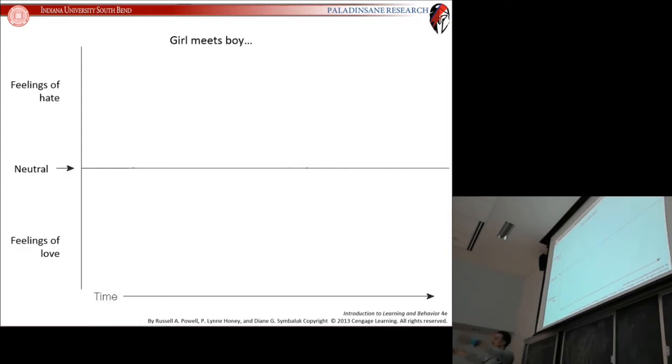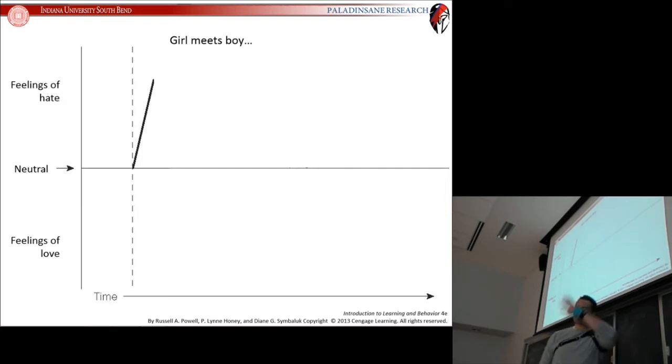Boy is a stimulus that for some reason or another causes feelings of hate in the girl. So we have the stimulus being presented. Boy walks in, says something inappropriate, steals her cab, bumps into her and knocks down all her papers, whatever it is. Boy meets girl, feelings of hate launch, and she's like, ooh, I can't stand that guy. That stays the entire time that he's there.